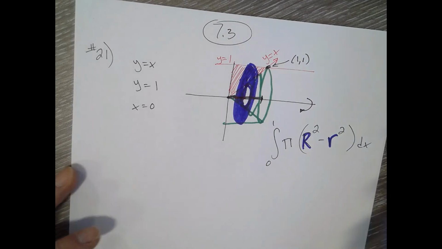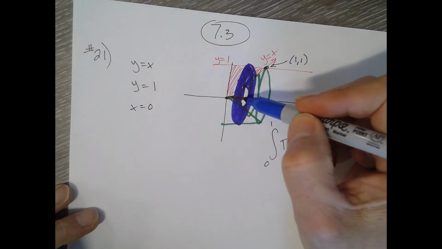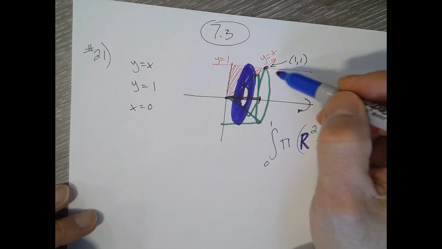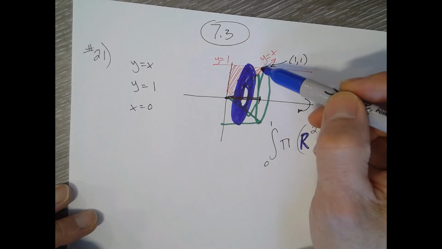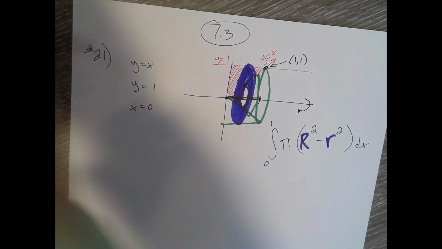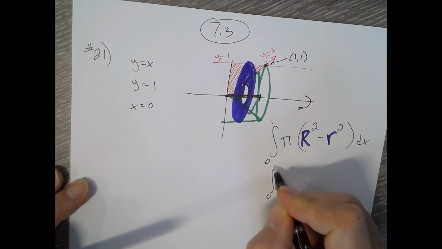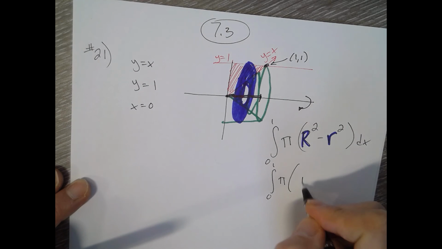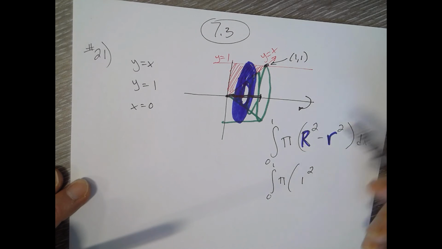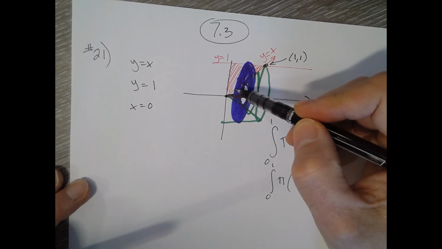Alright. So my big R is this distance right there, which is always 1. Doesn't matter where it's drawn, it's always going to be 1. So it's from 0 to 1 of pi times 1 squared. Our big R is 1. And our little r is this distance, this distance, this distance.